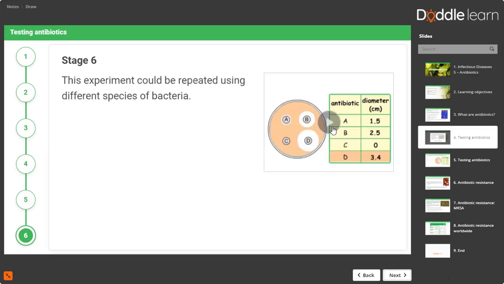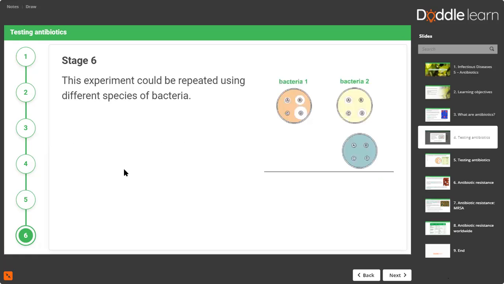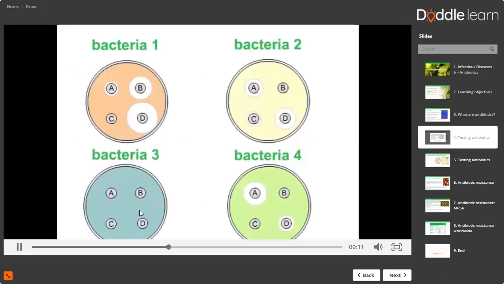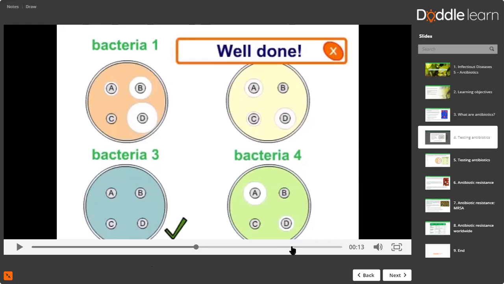And so then what we could do is repeat using different species of bacteria. So we could say antibiotic D is great against bacteria 1, but can you see it's great on number 2? D, I think, is the best on bacteria 2. And then A and B, C did nothing, although C did a little bit. We could possibly suggest that neither of them are really great contenders for bacteria 2. Bacteria 3, none of them work. So we'll have to look for a different type of antibiotic for them.